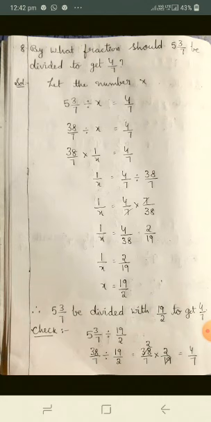But you have to find the x value. So x means you have to write the reciprocal of 2 by 19, that is 19 by 2. So 5 and 3 by 7 should be divided by 19 by 2 to get 4 by 7.